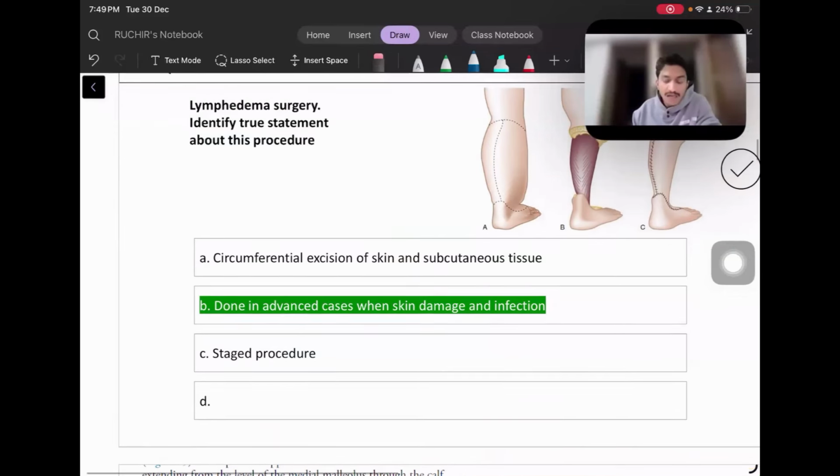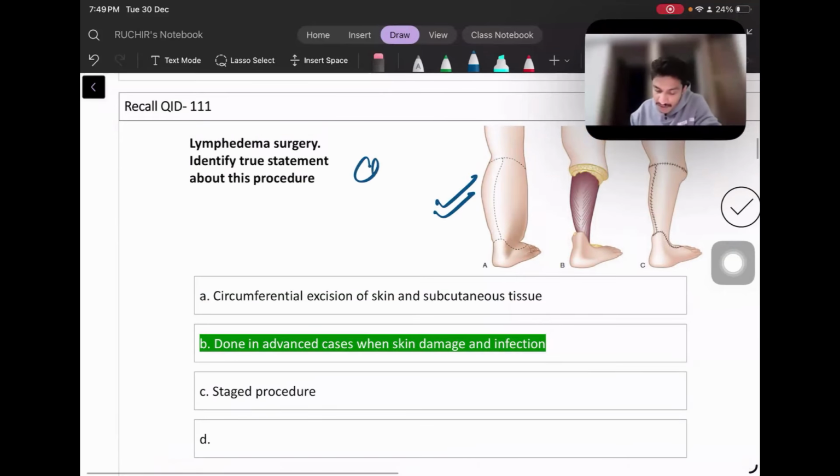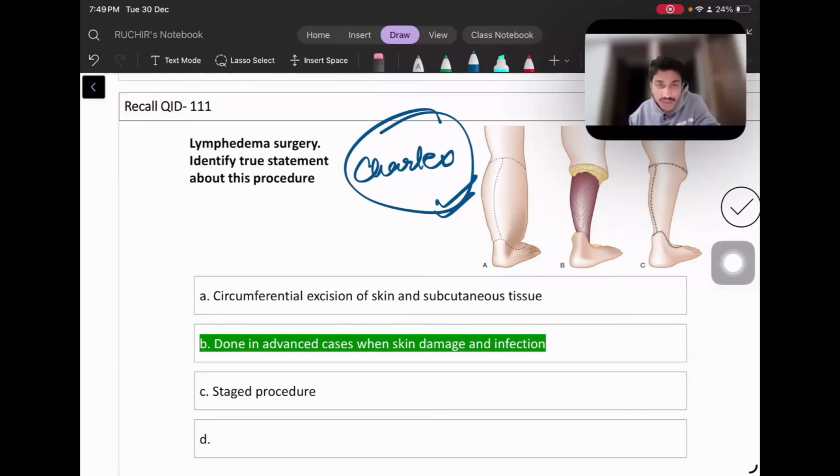Now, what about this question? The image was this, that is, for the Charles procedure the image was given. And what is true was asked or what is false was asked, because there are two discrepancies in the recall given by you. Some of you mentioned that true was asked, some of you mentioned that what amongst the following is false is asked. Can you let me know, true was asked? Okay, so identify the true statement.